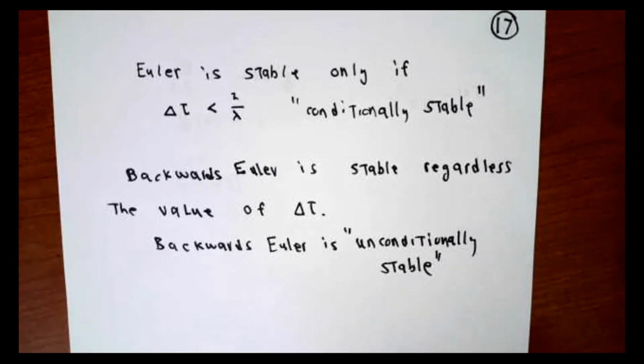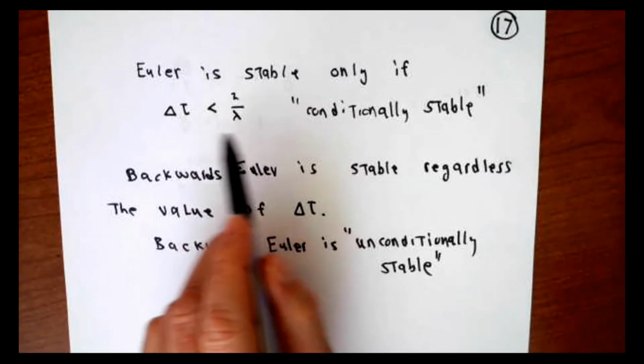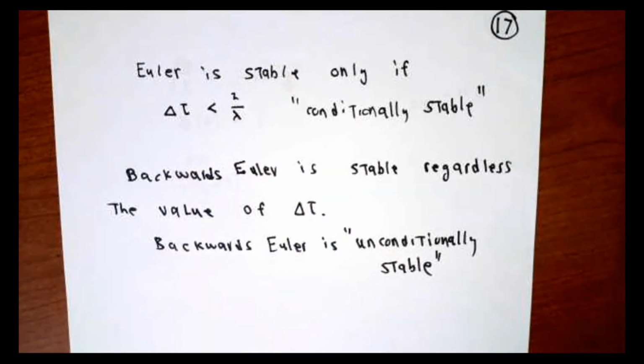In contrast to what happened with Euler, where you got stability only for certain delta t's, backwards Euler is stable regardless of what delta t is. Sometimes people call this unconditionally stable. I want to make a comment here. I'm not necessarily talking about how accurate the methods are. I'm talking about a qualitative behavior.